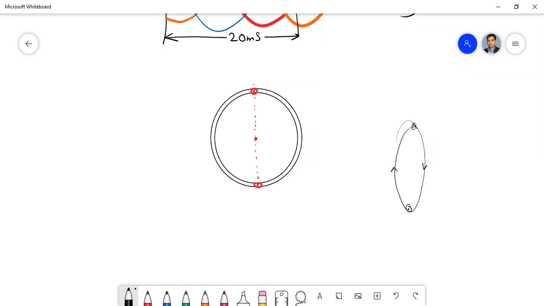Sir, is the coil on the plane of the sheet or is it perpendicular to the sheet? Like the figure, it is on the plane of the sheet, but cross and dot means it's perpendicular to the sheet. Okay, so it's perpendicular to the sheet only.